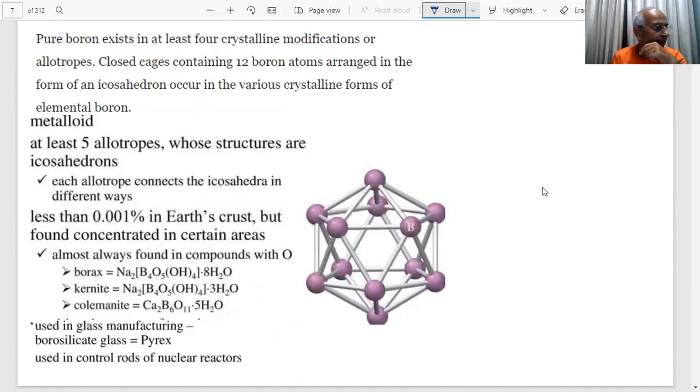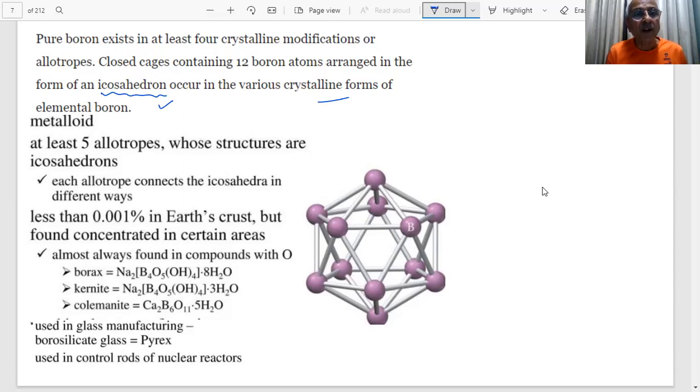Boron is very hard. It exists in at least four crystalline modifications, with closed cages containing 12 boron atoms arranged in the form of an icosahedron. Important: icosahedron. And due to this crystalline form, the melting point of boron is very high.